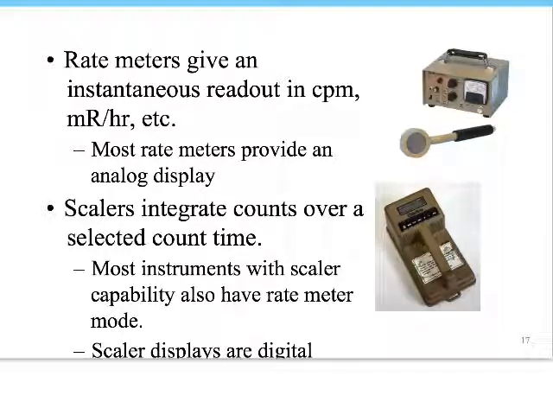Scalars integrate counts over a selected count time, and generally if an instrument's fancy enough to have the scalar capability, it will also have a rate meter mode. A lot of times their displays are digital. This is what we use if we need an instantaneous reading of, for example, this is what your X-ray exposure was. Not this one and this one and this one, just this one. The rate meter is going to tell you everything, background radiation and everything. It's just constantly going off. With the scalar, you can tell it, I just want you to sample one.